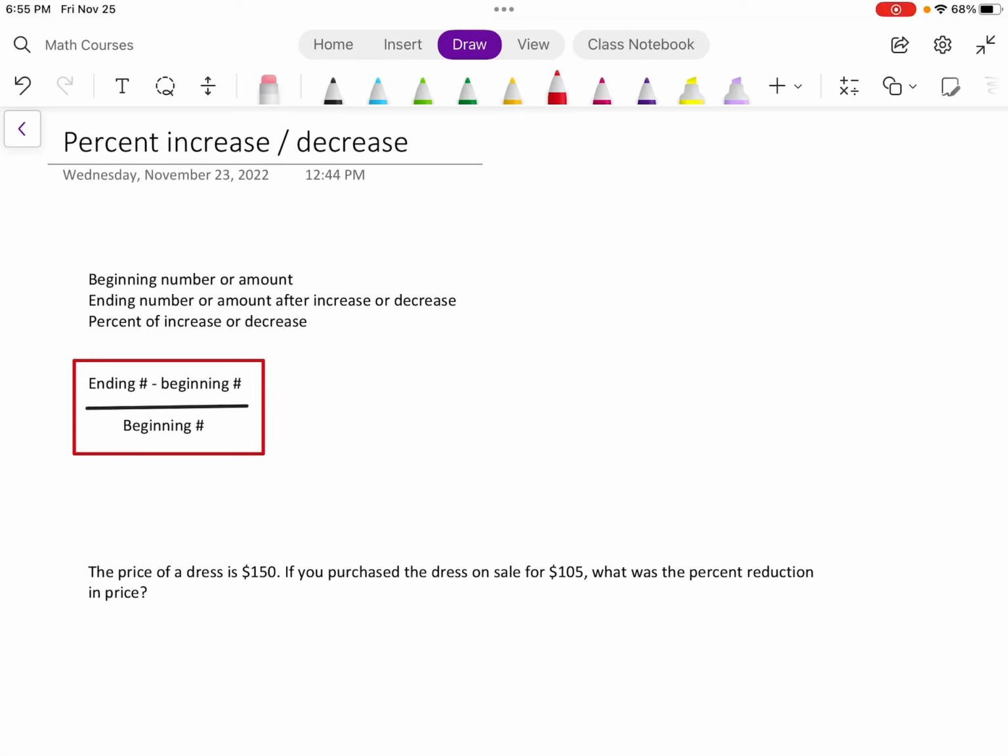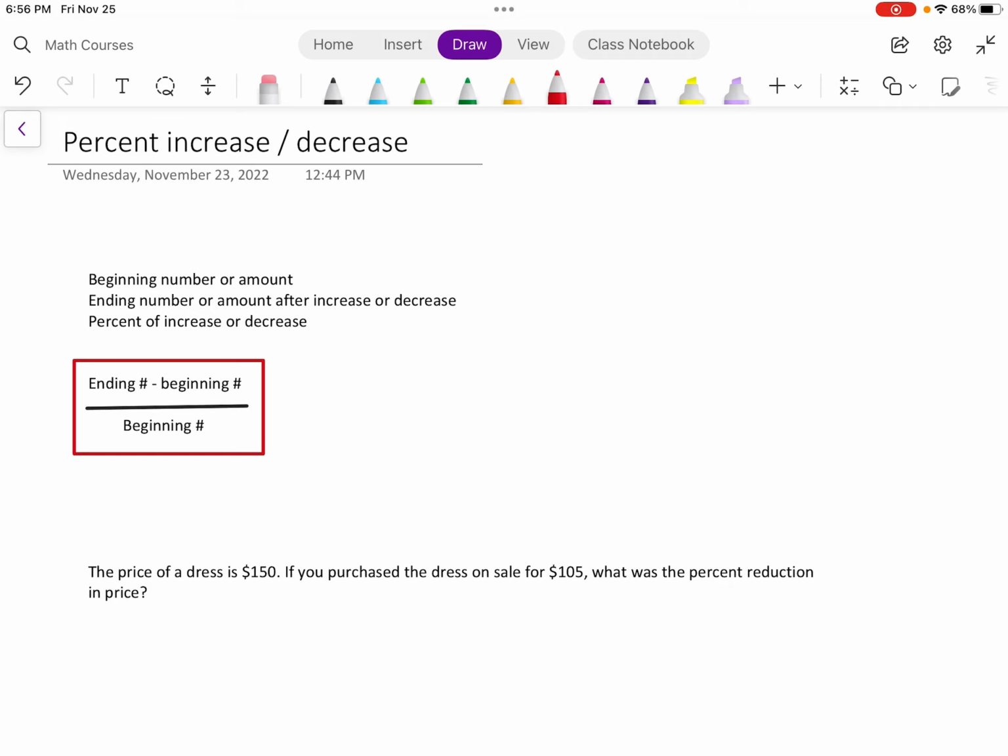Hello, I'm going to do some percent increase or decrease problems. There are three items in these types of problems. There's a beginning number or amount, then there's an ending number or amount after an increase or a decrease. And finally, there's a percent of increase or decrease.